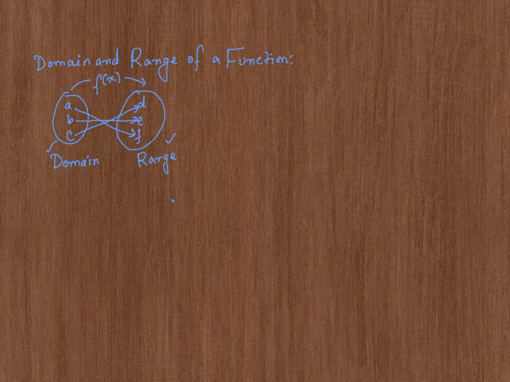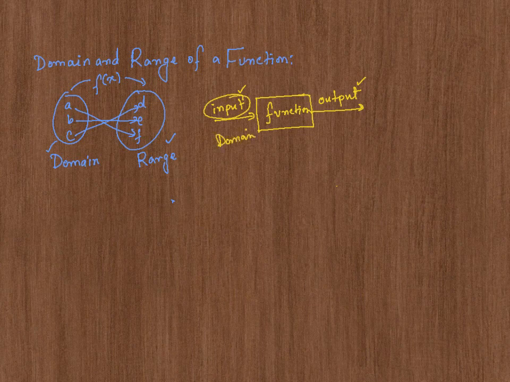Now let me give you the definition of domain and range in a different way, from an engineering point of view. An engineer looks at a function, so this is your function, and says there is an input going into the function and it gives you an output. And the rule is for each input there should be only one output. The set of all these inputs is called the domain, and the set of all these outputs we call the range.